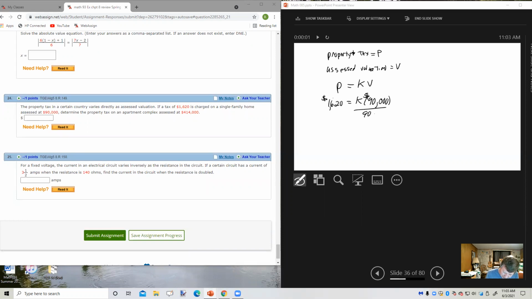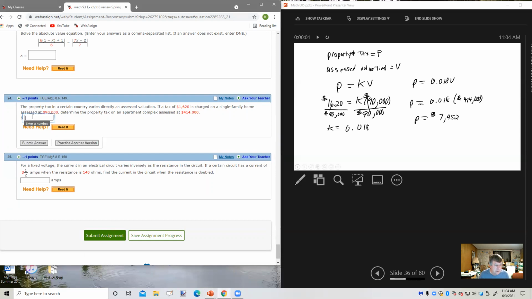We're going to use this equation to solve for K. K equals 1620 divided by 90,000, which comes out to be 0.018. So P equals 0.018 V. To determine the property tax P on an apartment complex valued at $414,000, we take 0.018 times $414,000, and we get $7,452.